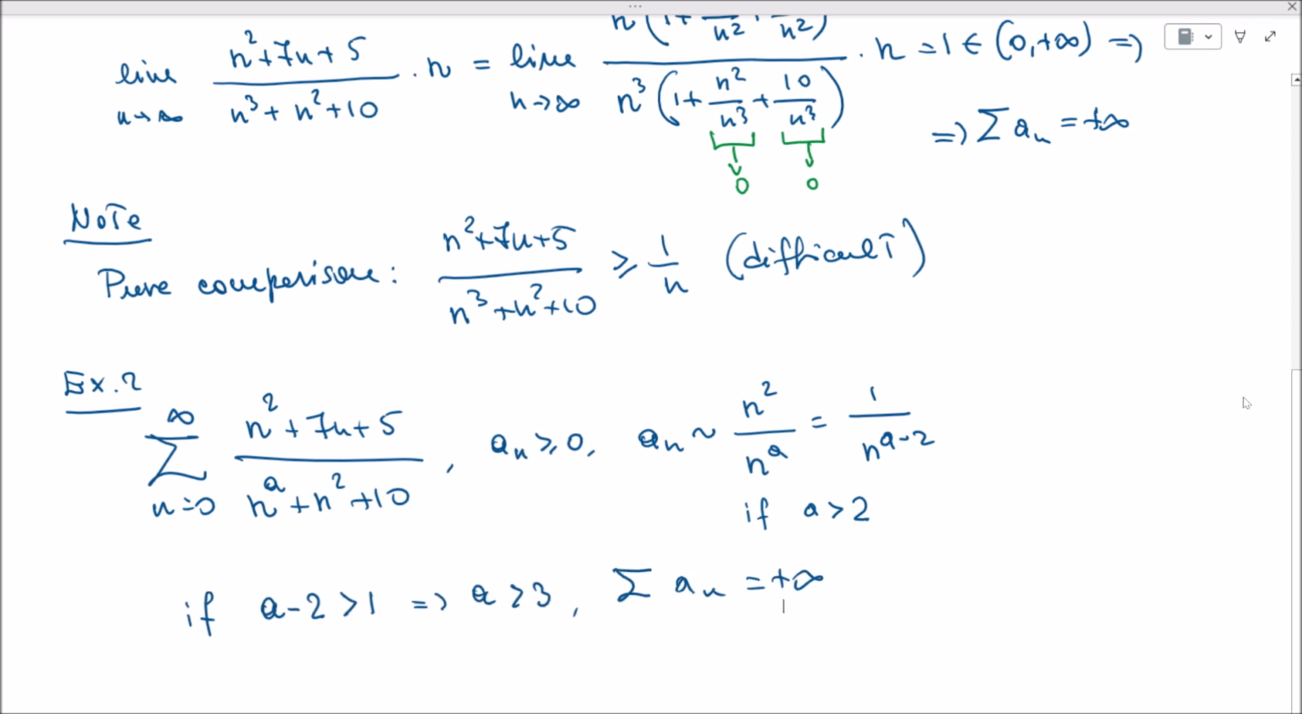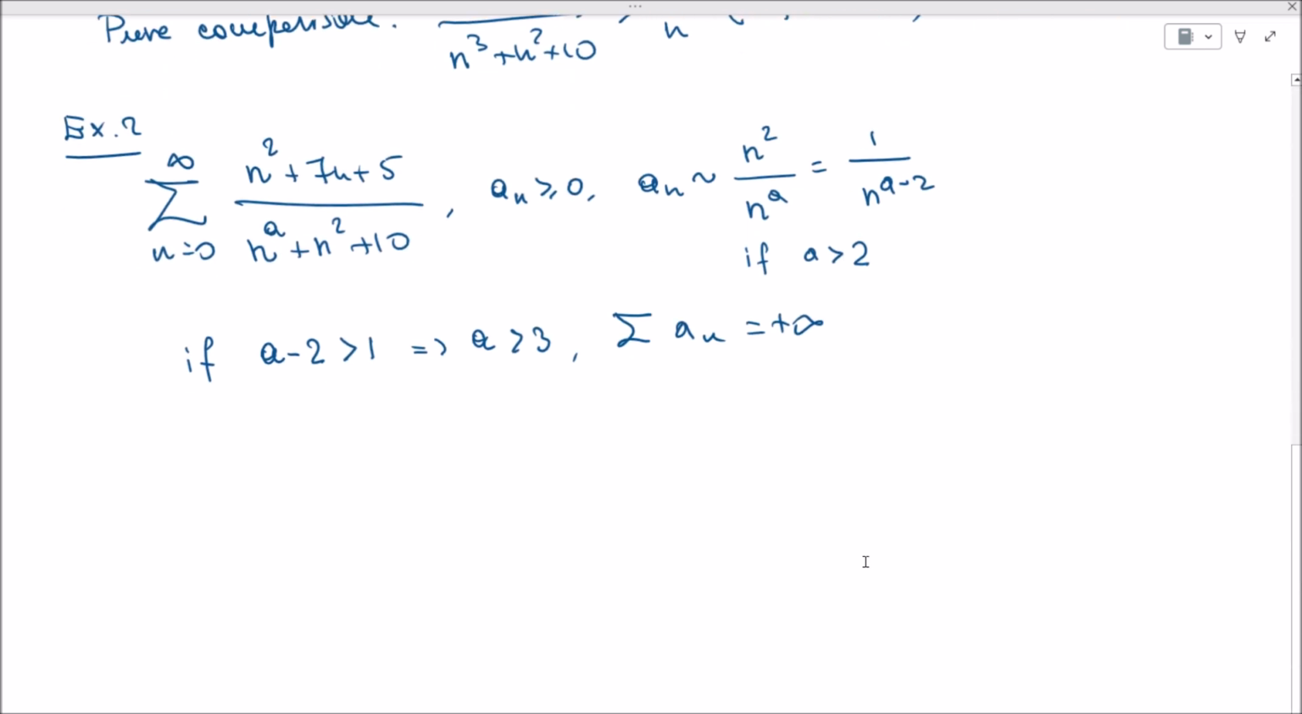Okay, so this is the intuition that we have. Let's, as always, try to provide the formal proof of this. Well, the formal proof is the following.